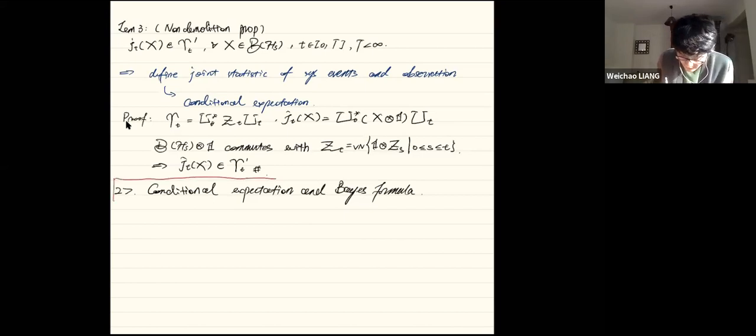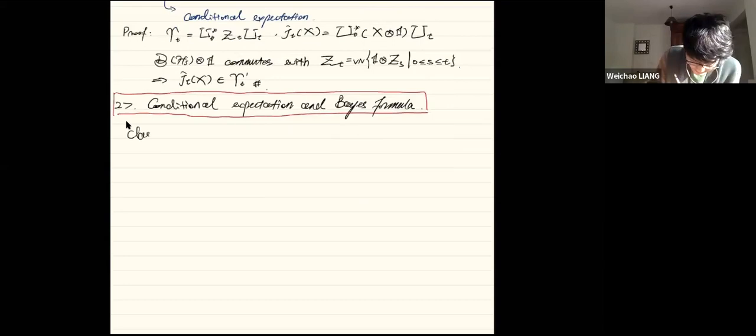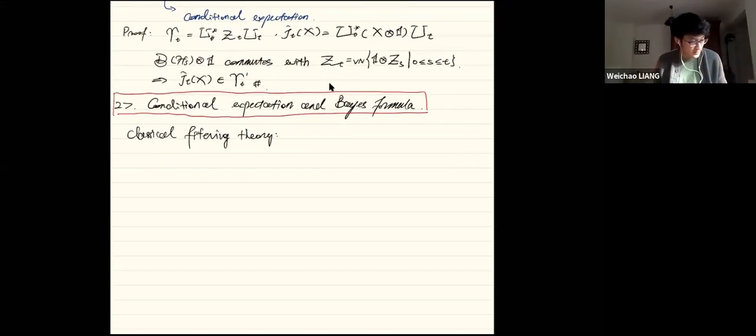In the first course, I already showed you the classical filtering theory. If we cannot obtain the complete information of our system, we have only partial information. What we should do is define the best estimation of the system based on our observation, and we have already shown that the best estimation is the conditional expectation. So we suppose our probability space for the classical case is omega, F and P. Firstly, we need to define the classical conditional expectation.